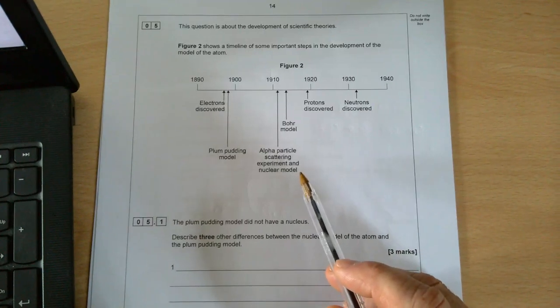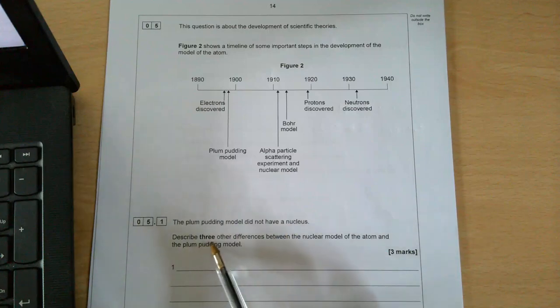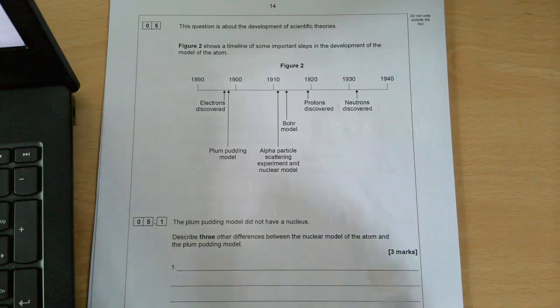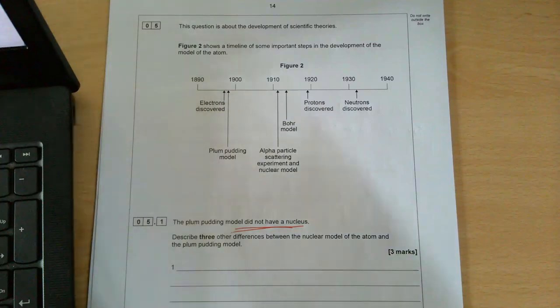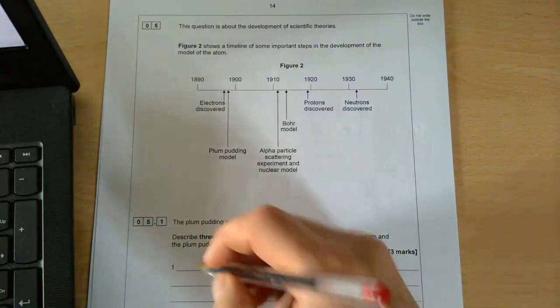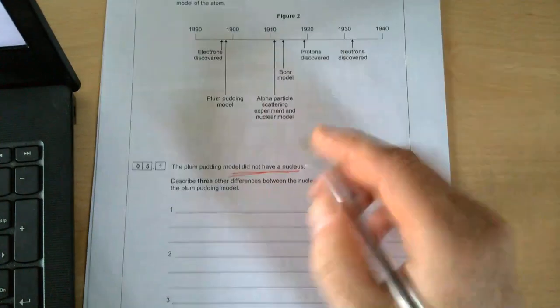Okay. So, you're told here the plum pudding model didn't have a nucleus. What are some other differences? Now, lots of you referred to the fact there wasn't a nucleus in your answer. You couldn't get a mark for that because it said it in the question. Let's talk about 3 other differences. And I'm just going to list them because these are things you're familiar with. You covered this in class in physics and chemistry.